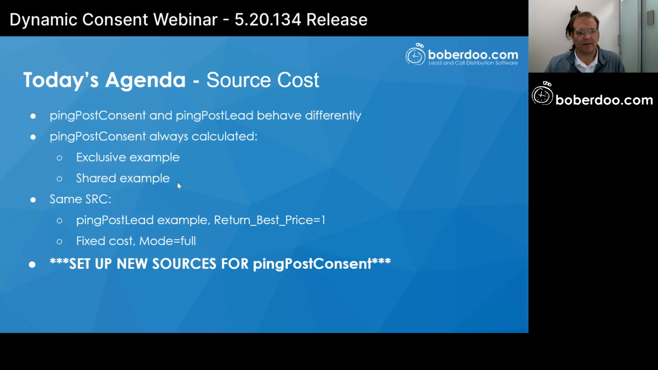This is different than the ping post lead API in several ways. One, with ping post consent, the return best price parameter is ignored. So it does not matter if your vendor sends that in the actual API or not, that calculation is done automatically. Whereas in the ping post API, that has to be submitted.